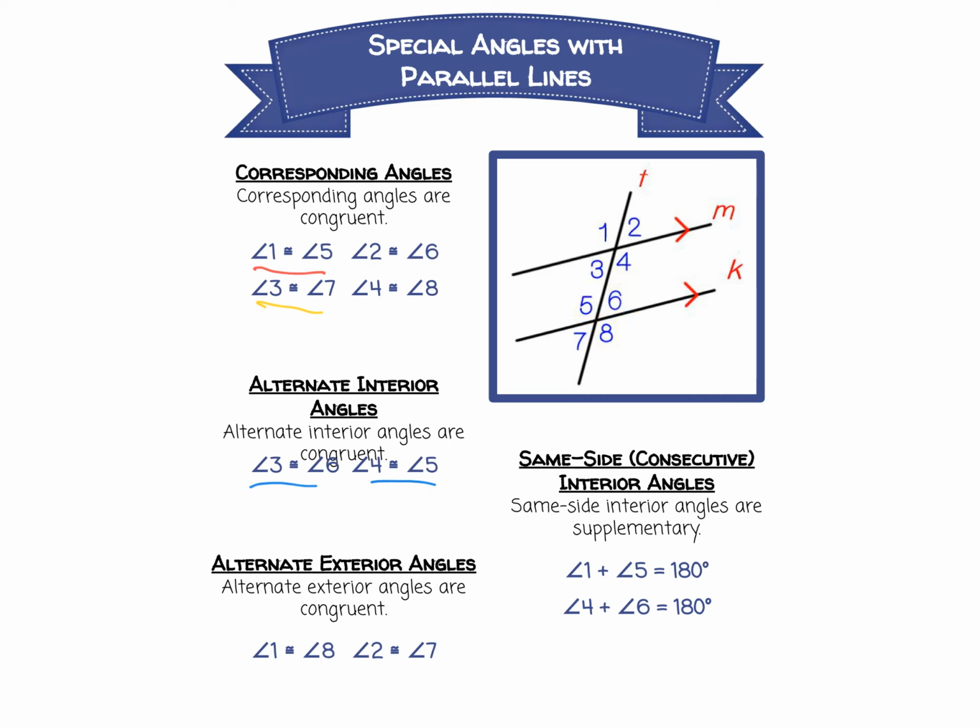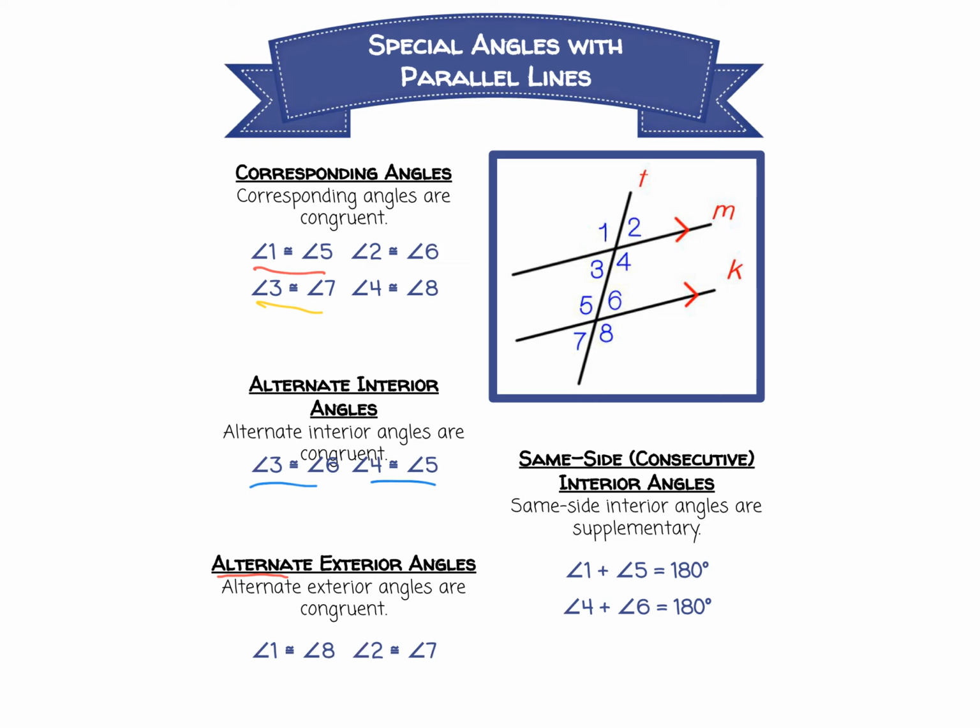Our next set are alternate exterior angles. Again, alternate means on alternate sides of the transversal, exterior meaning outside of the parallel lines. In this case, angles 2 and 7 are alternate exteriors, and angles 1 and 8 are alternate exteriors. Those are all congruent.